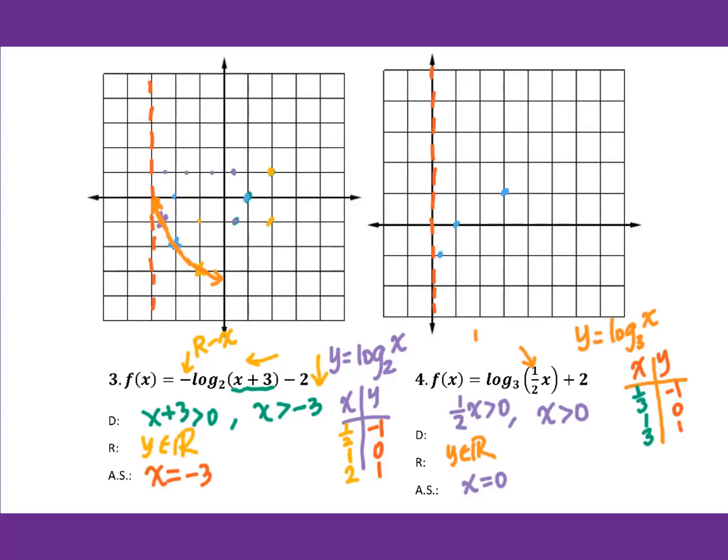1 over 2 means horizontally stretched by factor of 2. Plus 2 means go up 2 units. Horizontally stretched by factor of 2 means the x-axis multiplied by 2. Since you got the 1 over 3 multiplied by 2, that will be 2 over 3. Then go up 2. Go here. Then go up to 1, 2. It's this point.